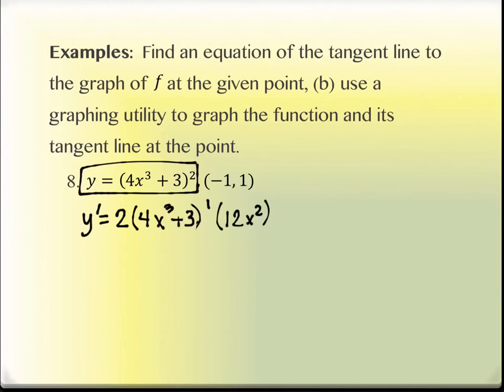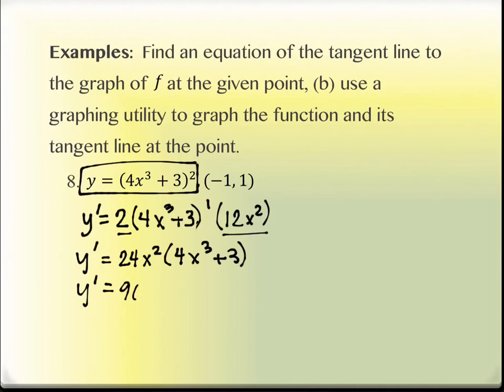And then to simplify, we can multiply our 2 times our 12x squared, which gives me 24x squared. And then I have this times 4x cubed plus 3. If you wanted to multiply this out, to keep simplifying, you most certainly could. It wouldn't be anything that you couldn't handle. This gives you 96x to the 5th plus, is it 72x squared? I think that's right.